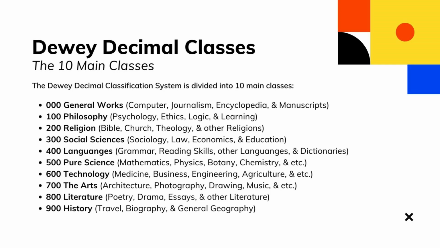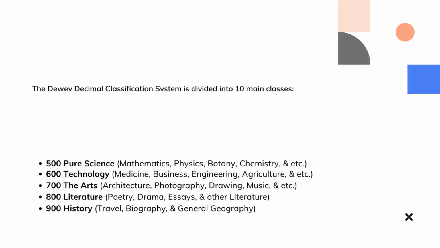700 comprises the arts, such as fine arts, music, and performing arts. This also consists of recreation, like sports and games. 800 is assigned to literature. This contains all literary forms, including poetry, drama, prose, and rhetoric. Finally, 900 is for history and geography.